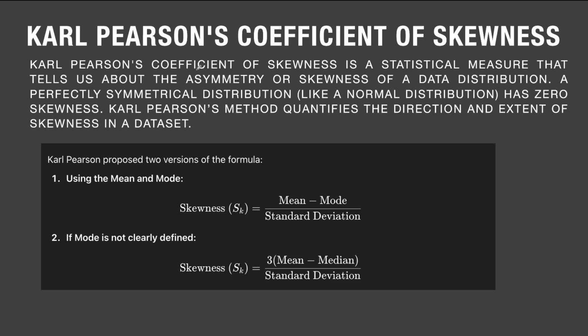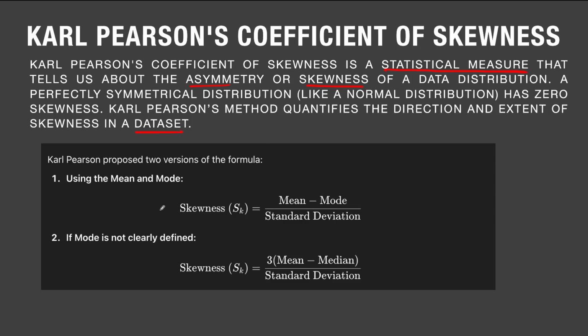What does it actually do? Karl Pearson's coefficient of skewness is a statistical measure that tells us about the asymmetry or skewness of a data distribution. A perfectly symmetrical distribution, like a normal distribution, has zero skewness. Karl Pearson's method quantifies the direction and extent of skewness in a dataset. I hope the concept of Karl Pearson's coefficient is pretty much clear.